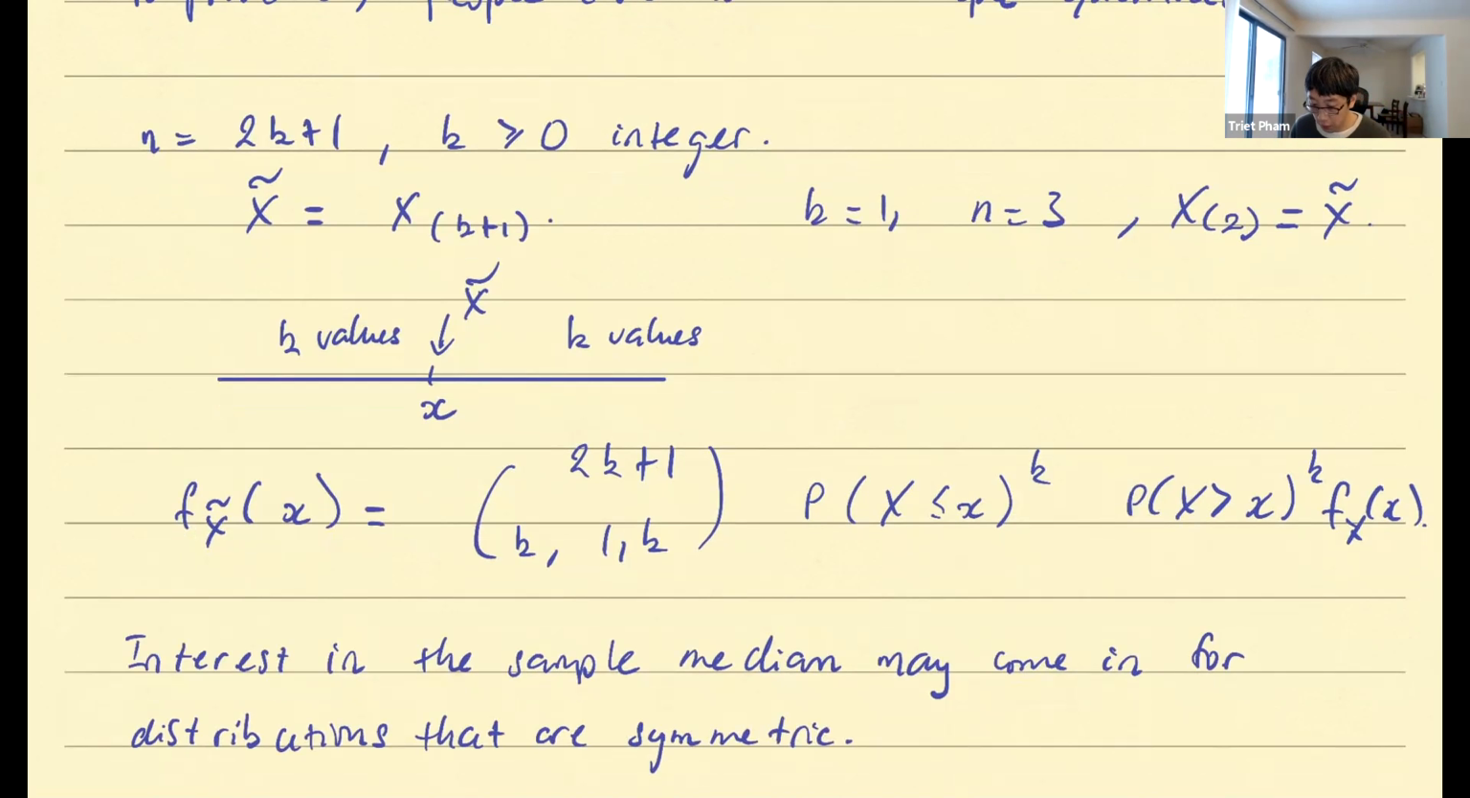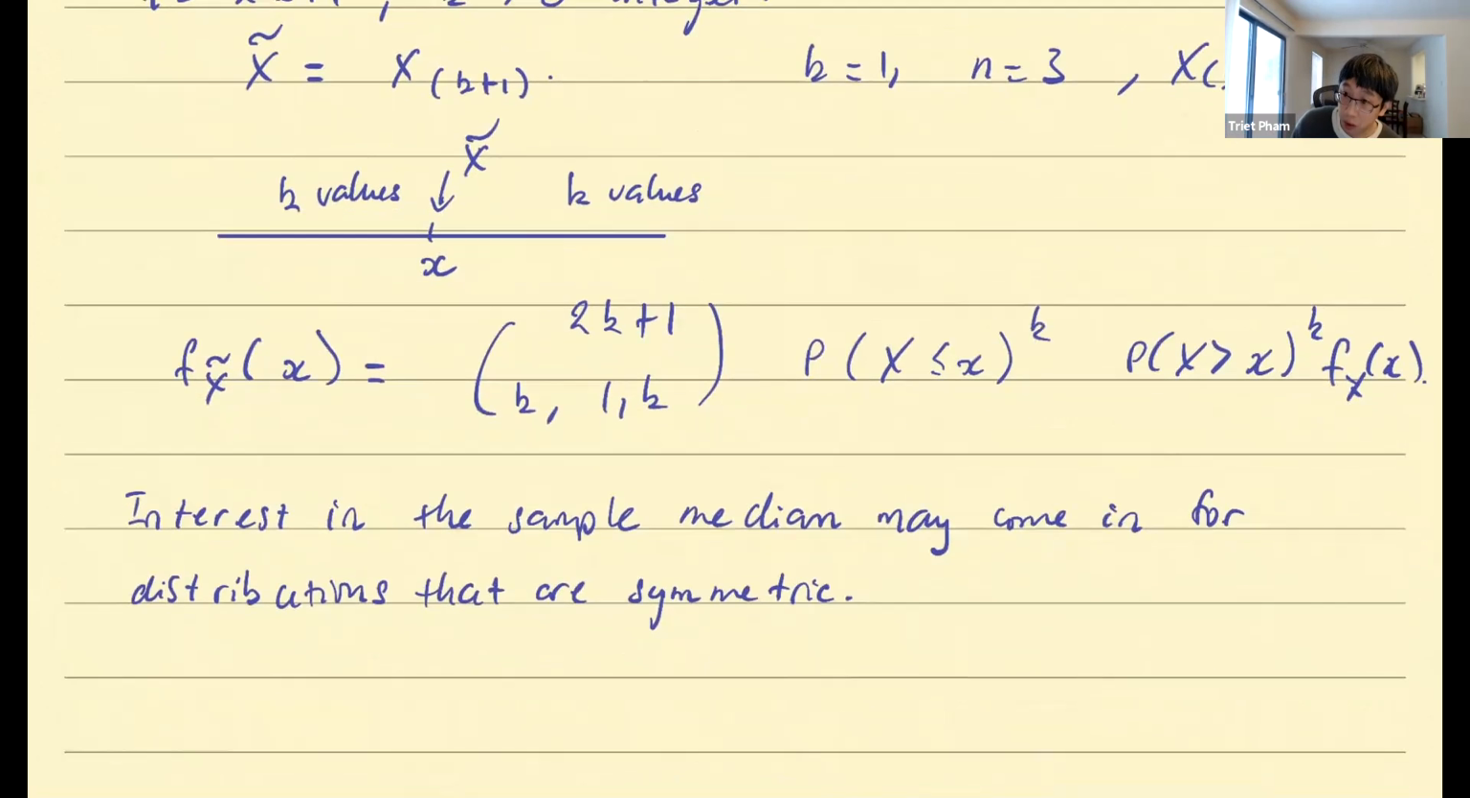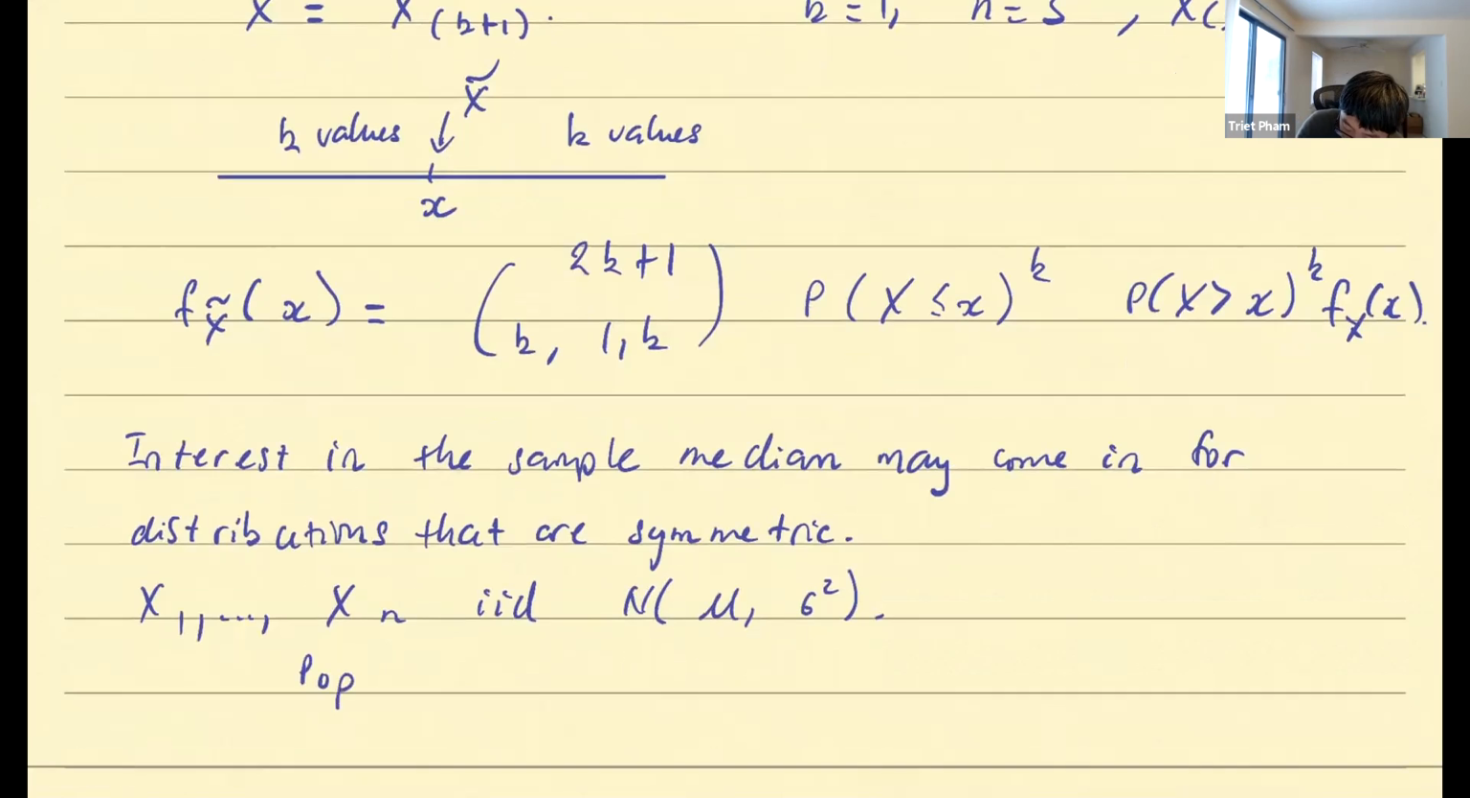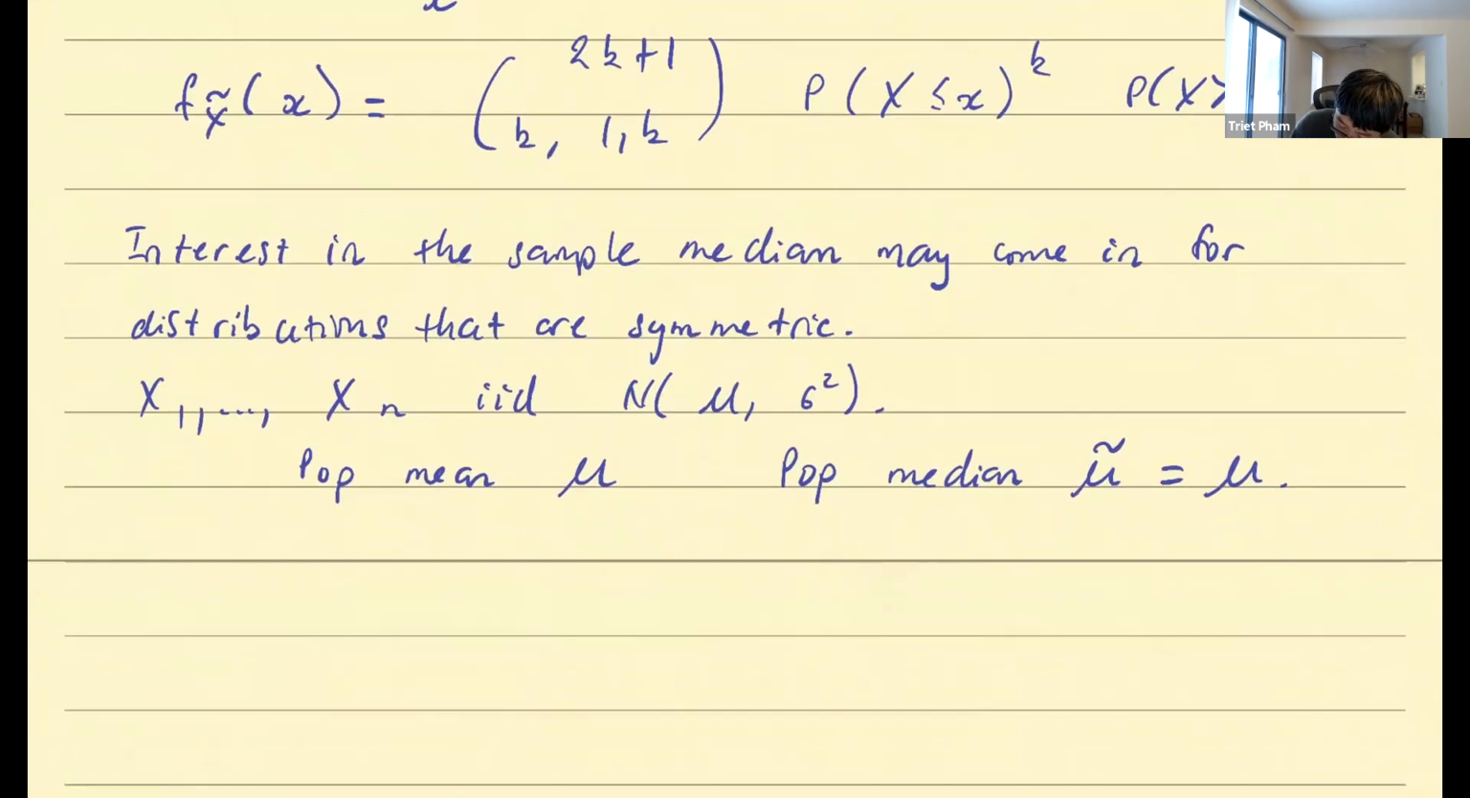Okay. For example, let's just take the normal, because that's what the textbook does. Let's say x1 up to xn are IID normal(mu, sigma squared). All right. So we have discussed that the population mean, of course, is mu, but the population median, mu tilde, is also equal to mu, because the normal distribution is symmetric around mu.